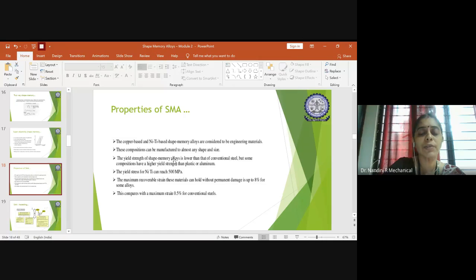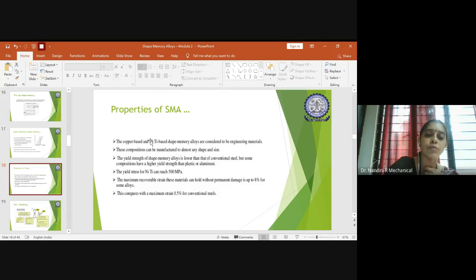The third property is that the yield strength of the shape memory alloy is always lower than that of conventional steel. This is the main property of it. But some compositions of shape memory alloys have yield strength more than that of plastic or aluminium. Even though it is made up of soft shape memory alloys with copper and nickel based ones, obviously the yield strength will be lesser than that of steel. But sometimes we can see that the yield strength of these materials is more than even plastic or aluminium. So this is one of the important properties.